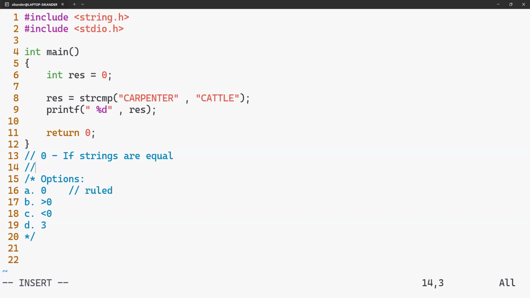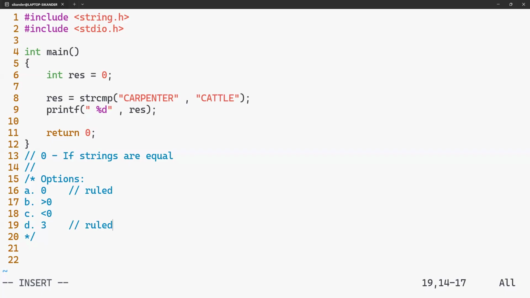If you observe carefully, the length of carpenter is 9 characters and the length of cattle is 6 characters. Does it give me the difference in the length of the characters? If you think in that way, it will be 3, but the reality is strcmp does not compare based on the length. Instead, it compares the strings in alphabetical order. Since it does not compare based on the length of the strings, and instead compares the ASCII values of the characters, option D is ruled out.